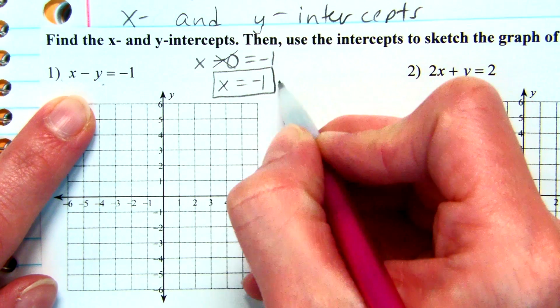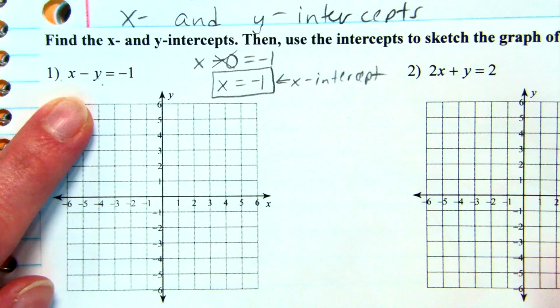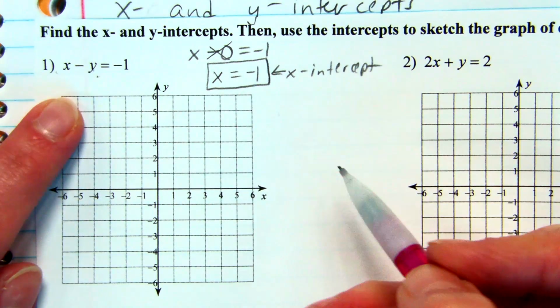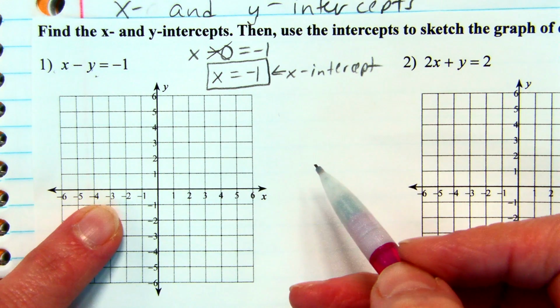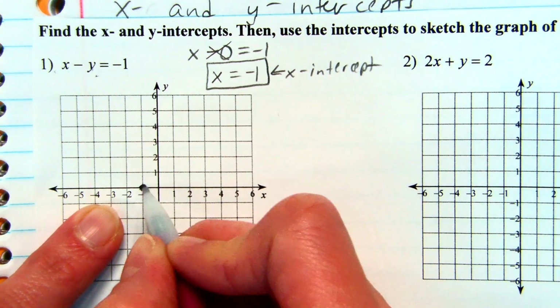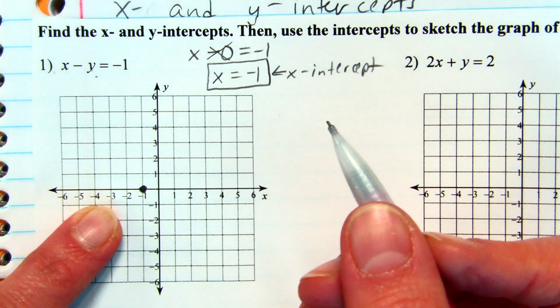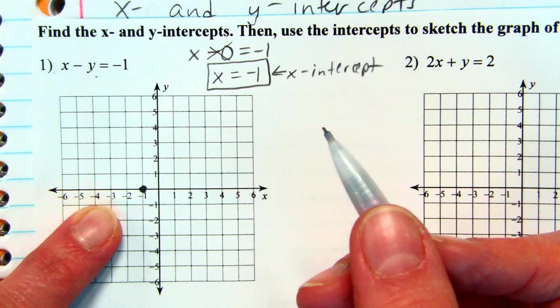That is our x-intercept, which means that is where my line's going to cross the x-axis. So I can go ahead and put a point at -1 on the x-axis, and that is part of my line. Yes? Why did you change the y instead of the x? We're going to do the x also. We're going to do both of them.